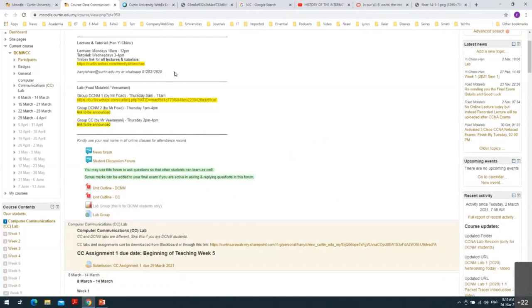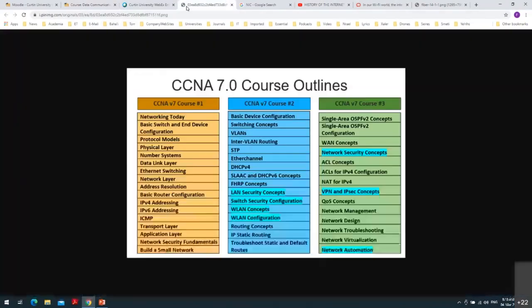If you look at CCNA, Cisco Certified Network Associate, it consists of three levels. This is the latest one, CCNA 7.0. The first level is called CCNA 1, Introduction to Networking. The second one is CCNA 2, which is Introduction to Routing and Switching. And the third one is CCNA 3. More in depth, it goes into security and routing and switching.